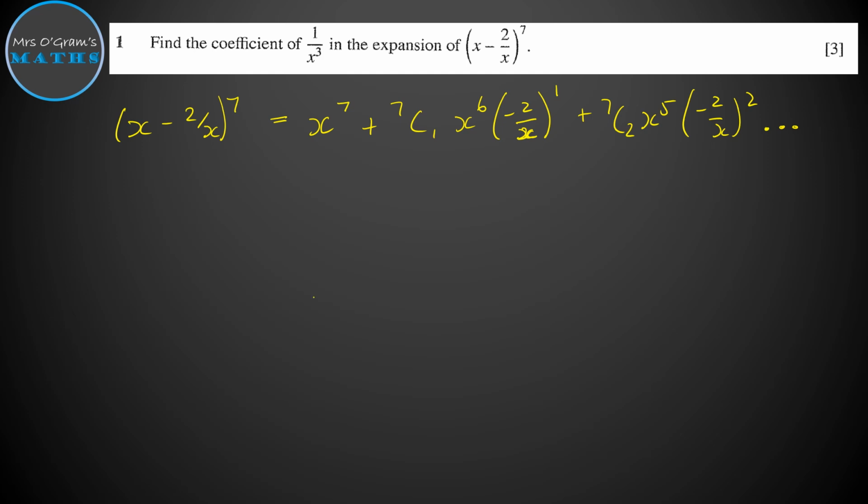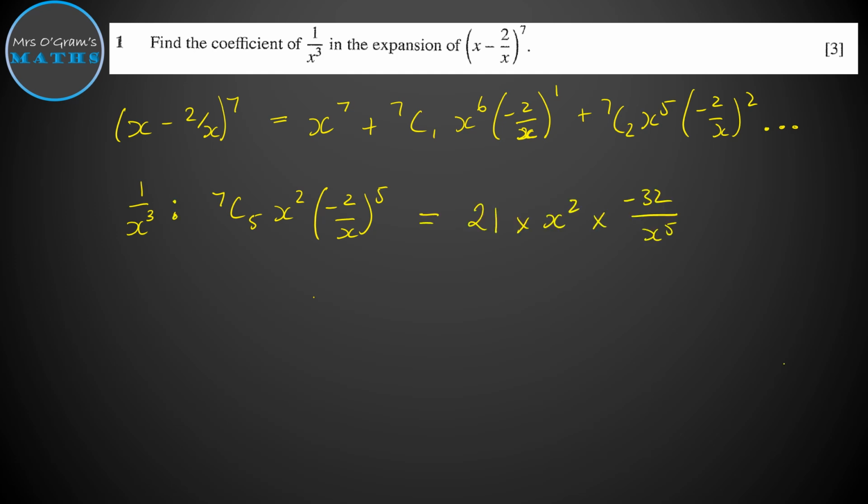From that you should be able to figure out what you need to do to get a term that is 1 over x cubed. Now that will be the one that gives us the minus 2 over x to the 5th part that gets times by x squared, so that would end up with 1 over x cubed, and the bit that goes with that is 7c5. You can tell from the pattern. The next stage of that is to work out those numbers and then simplify it, so the coefficient that we're looking for is minus 672.